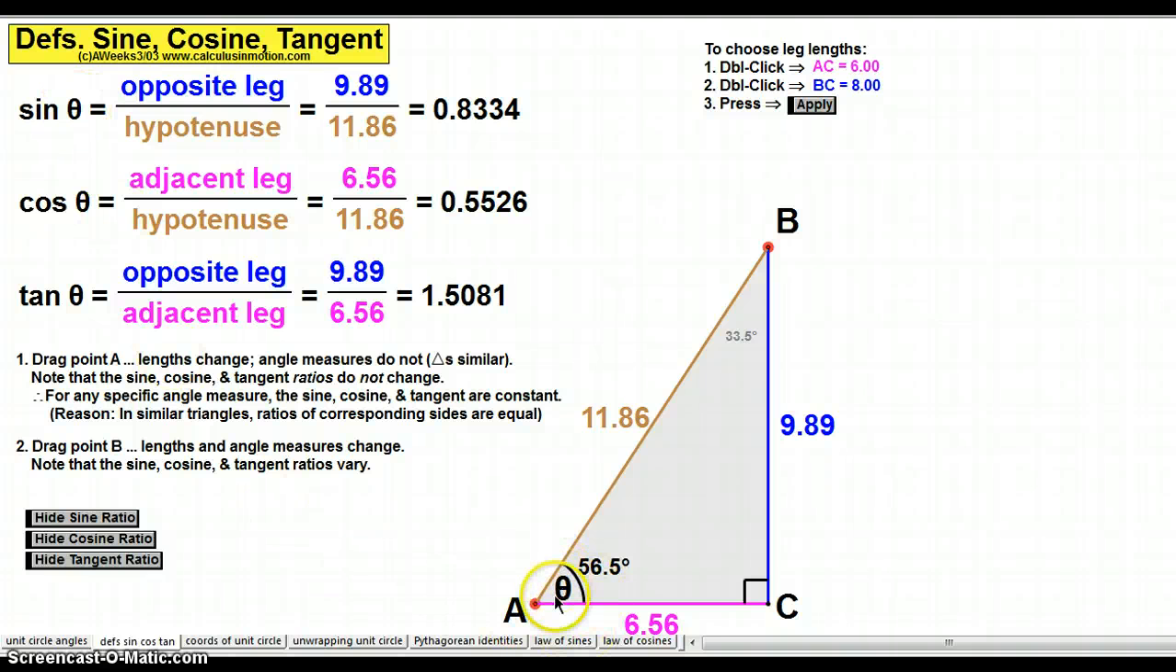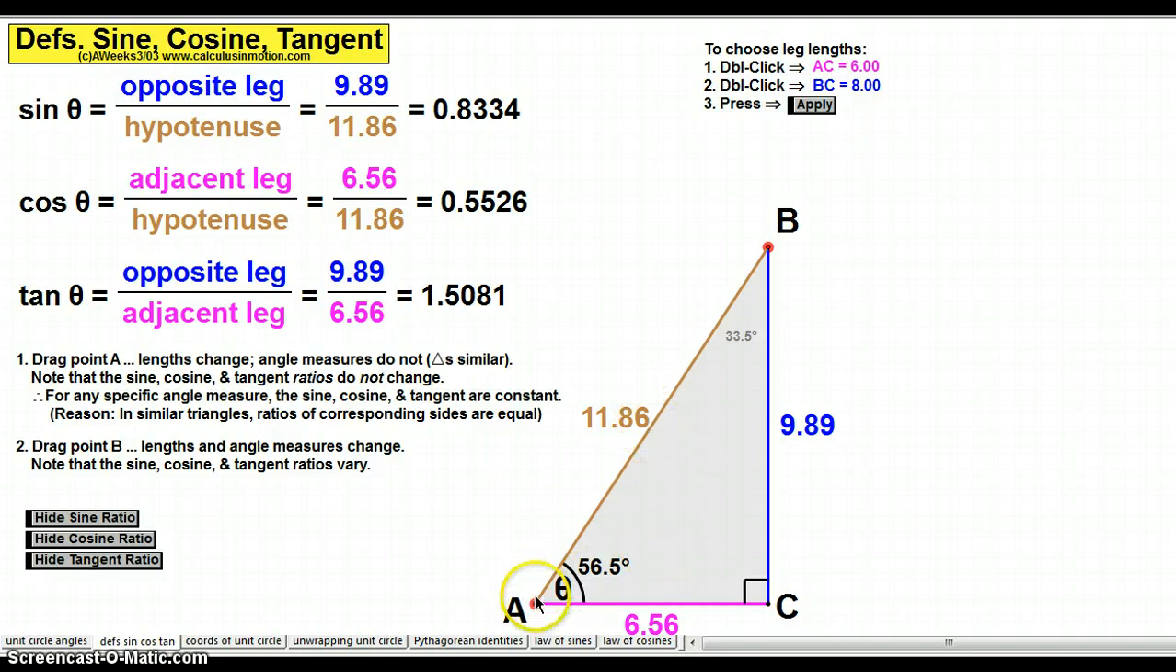Well, if you're standing right here on theta, the opposite to theta right now is BC. So the opposite side length is literally across the triangle from theta. Your hypotenuse is always opposite the right angle. Cosine says the adjacent leg over the hypotenuse. My adjacent leg right here is AC in this picture. That's your adjacent, and we put that divided by your hypotenuse.